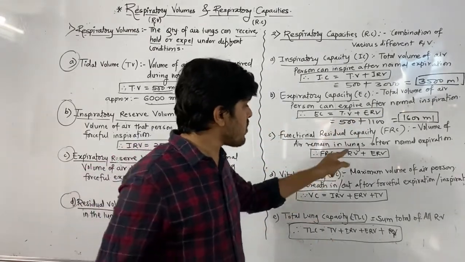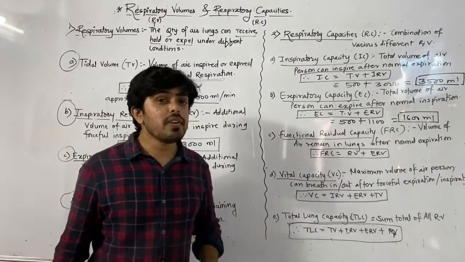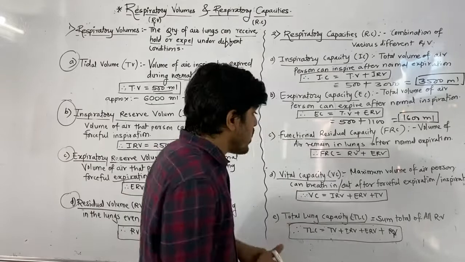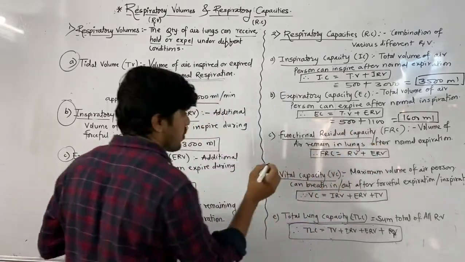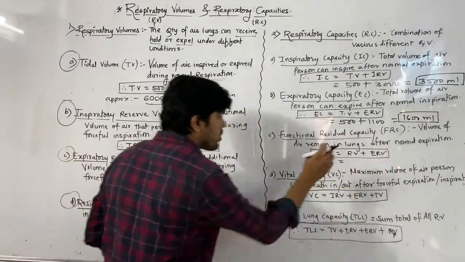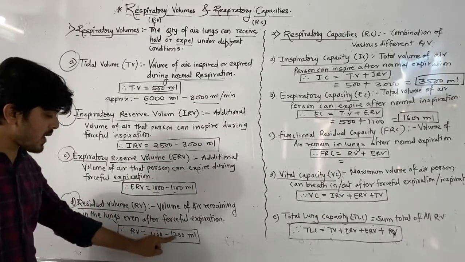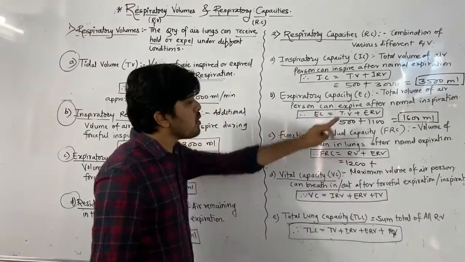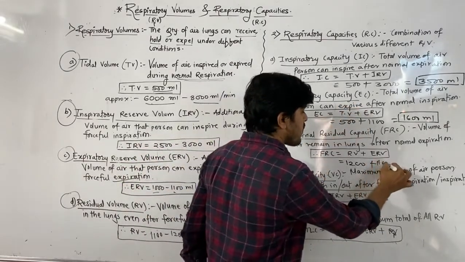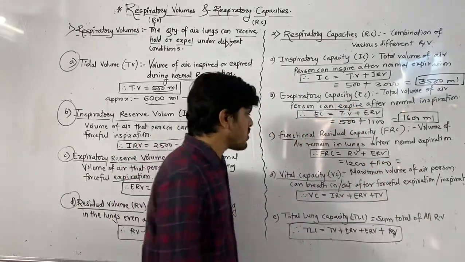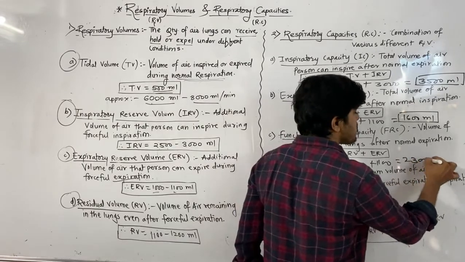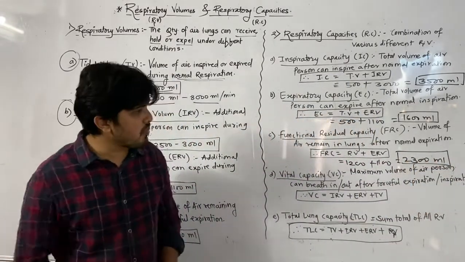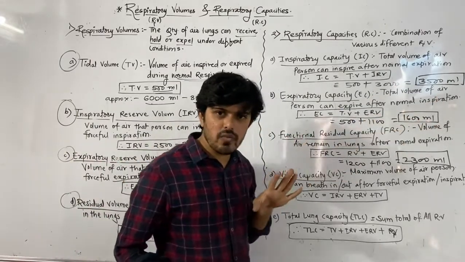Here we have to combine residual volume and expiratory reserve volume. If you say expiratory reserve volume, you can calculate now. You know residual volume maximum is 1200. Expiratory reserve volume, we know maximum value is 1100. If you add this, you will get 2300, means 2300 ml. These are standard values which can come for MCQ.